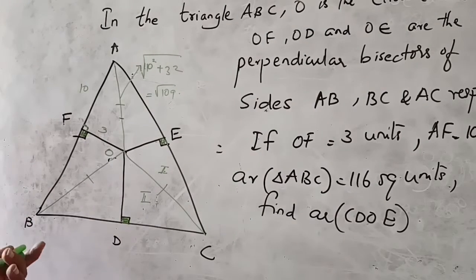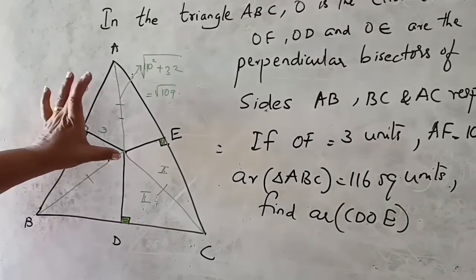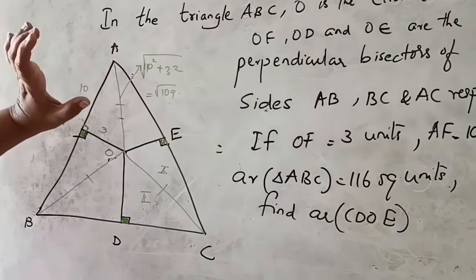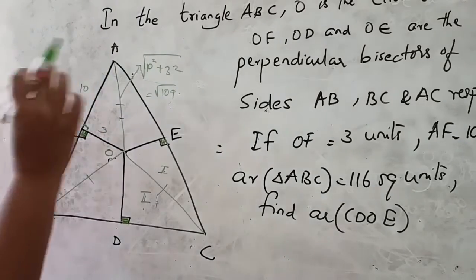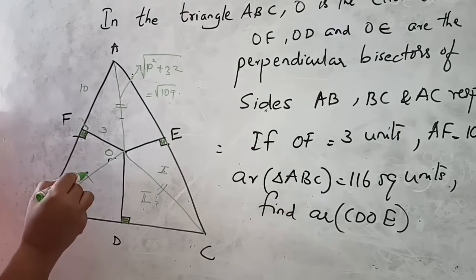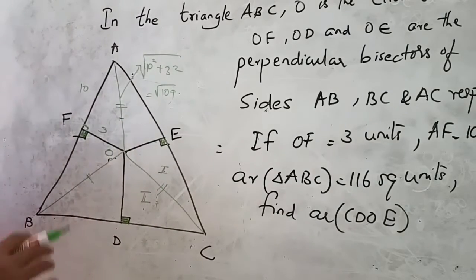Now, you know that the circumcenter is equidistant from the vertices, because the distance between the circumcenter and my vertex will give me the circumradius. So circumradius is supposed to be equal. So this length is equal to this length is equal to this length, right?